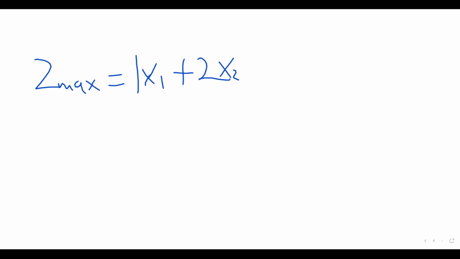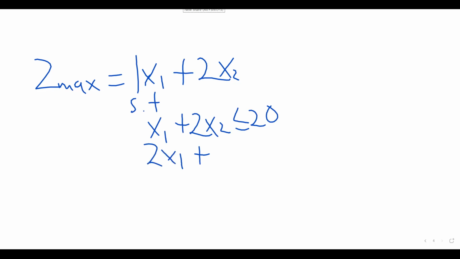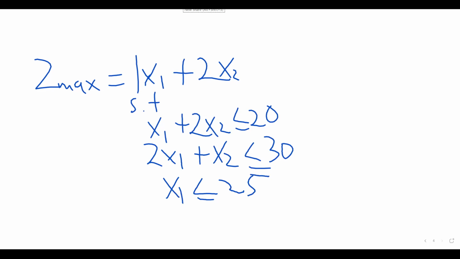This is subject to certain constraints. The first constraint is x1 plus 2x2 less than or equal to 20. The second constraint is 2x1 plus x2 less than or equal to 30. The third constraint is x1 less than or equal to 25. And finally, you have your non-negativity constraint.